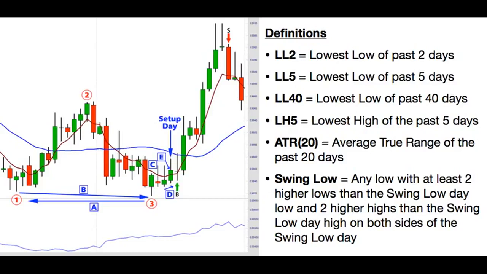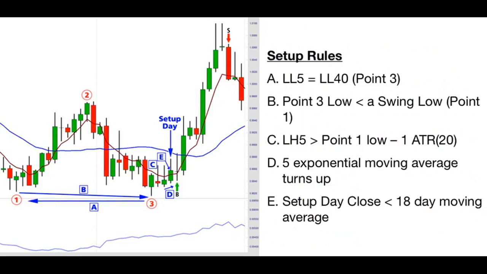Now, as we get into the blueprint and the chart application of the trading rules, you'll see these terms come to life. Now, you might think about the setup rules as defining a W pattern that you can visually observe on the price chart. If you look at points 1, 2, and 3, they form what looks like a W, with point 3 being lower than point 1. So keep that in mind as we go through these setup rules.